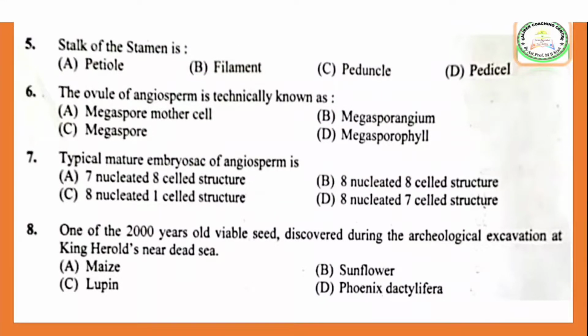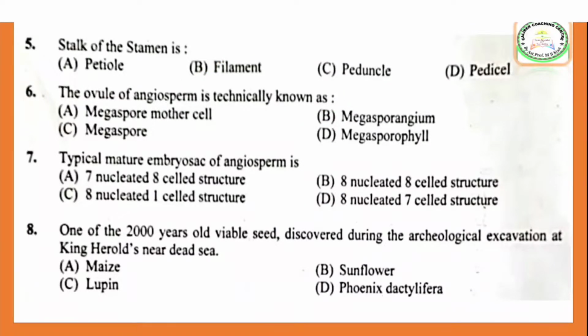Talking about question number 7. Typical mature embryo sac of angiosperm is 7 nucleated 8 celled structure, 8 nucleated 8 celled structure, 8 nucleated 1 celled structure, 8 nucleated 7 celled structure. And the answer for this question is option D, 8 nucleated 7 celled structure.